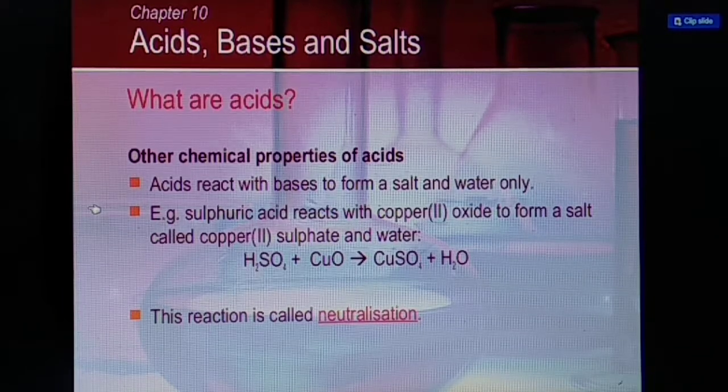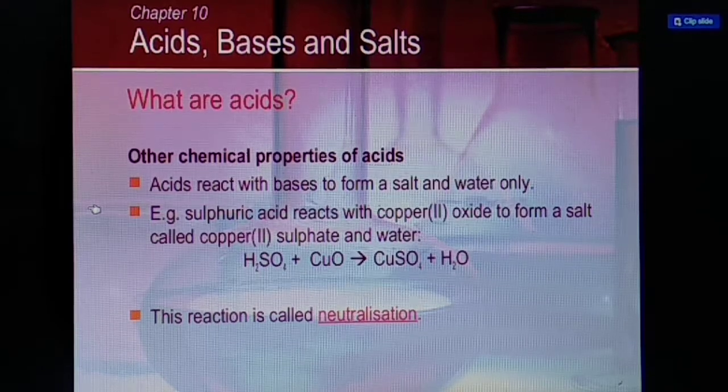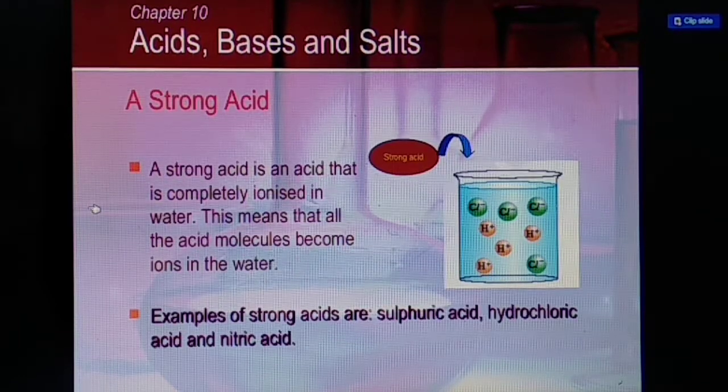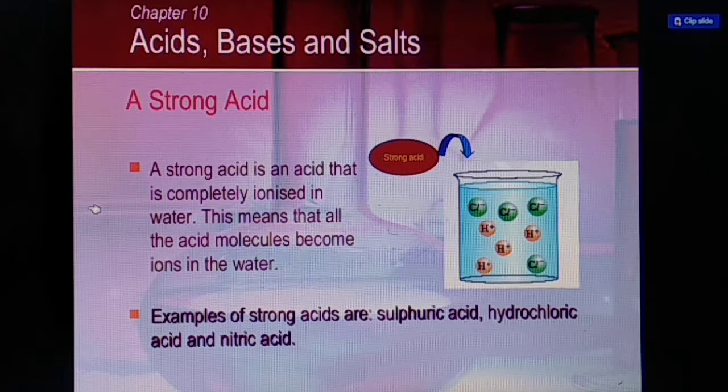What is the name of the reaction, students? Neutralization reaction. When acids react with base, the products are salt plus water, and this reaction is known as the neutralization reaction. Now students, what is acid? What are the properties of the acids we have learned?